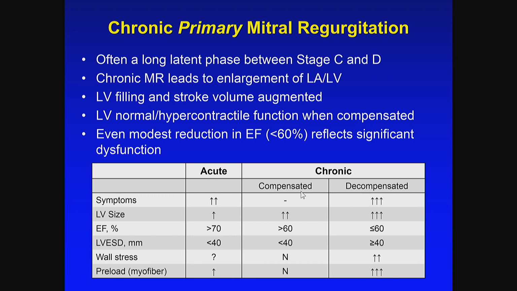That transition from compensated chronic MR to decompensated chronic MR, in addition to being marked by greater left ventricular size and a reduction in function, leads to greater wall stress and greater preload on the myofibers that inevitably leads to decompensation, both clinically and can lead to increased surgical risk.